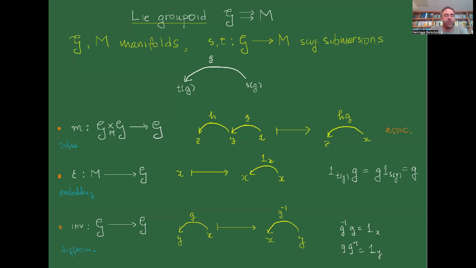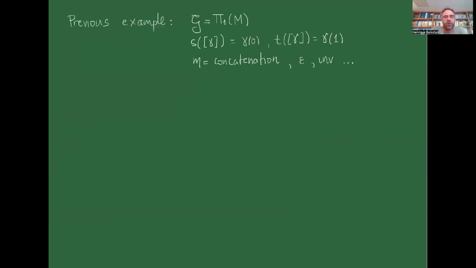Okay, so let's try to recognize these maps or this structure on the previous example. So in this previous example, I will take as the manifold G exactly the so-called fundamental groupoid. So the collection of all homotopy classes of paths on M. This turns out to have a natural smooth structure, so it's a manifold. And the source and target maps are just the evaluation of this path at the initial point and at the end point. So I'm taking paths from the interval [0,1] to M.